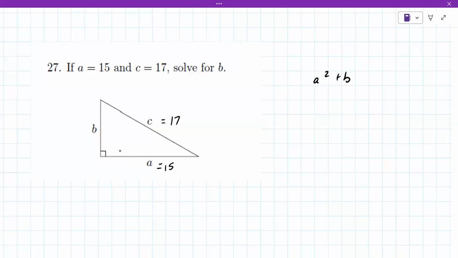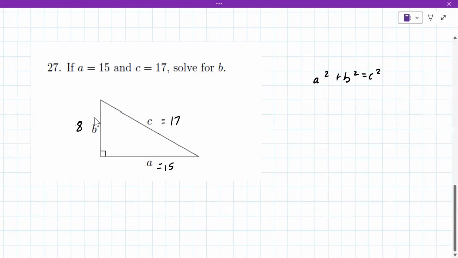This one's a little bit different. It's A squared plus B squared equals C squared. I'm not giving you A and B, I'm giving you A and C. Could you try solving this for me, please? Is it 8? It's 8, good.